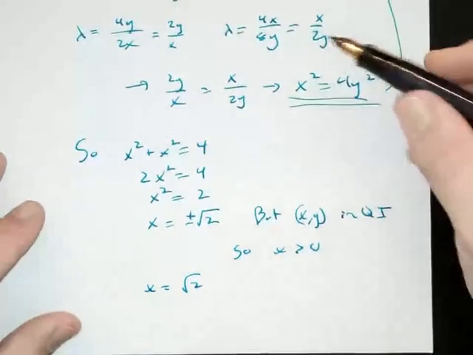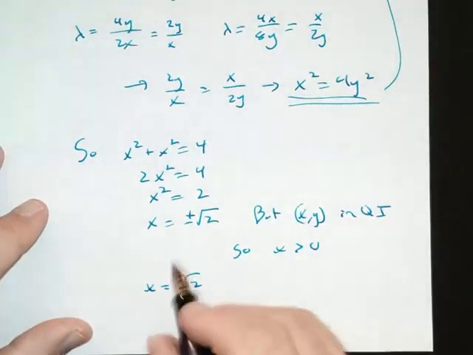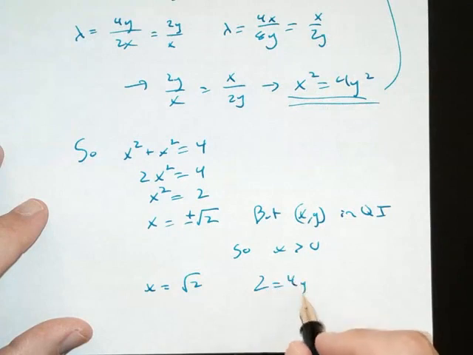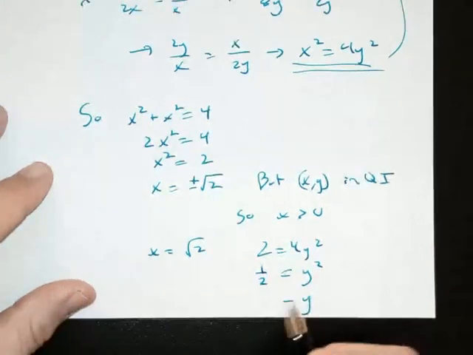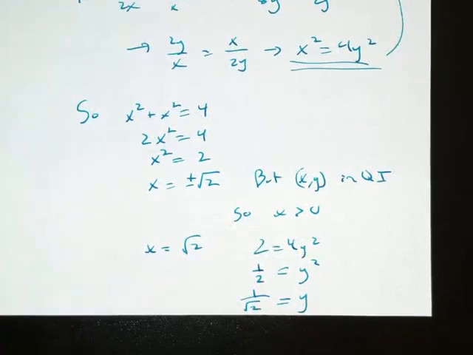And since up here I have x squared equals 4y squared, I have y squared is 1/2, which gives me y equals 1 over root 2. And there's the point xy that will give me the largest area. And the area is 4 times x times y, but x times y equals 1 here. So my biggest area is 4.